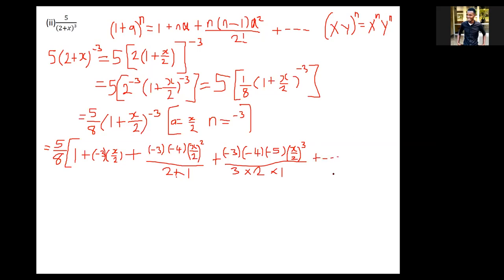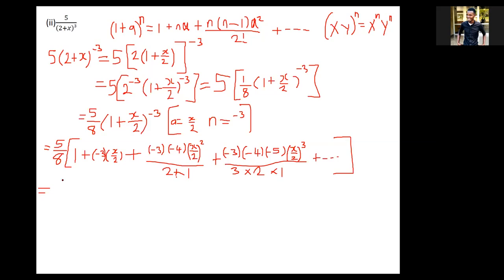Then you close the brackets like that. Then this is equal to, you can simplify this. Then when you simplify that, you get something like this.